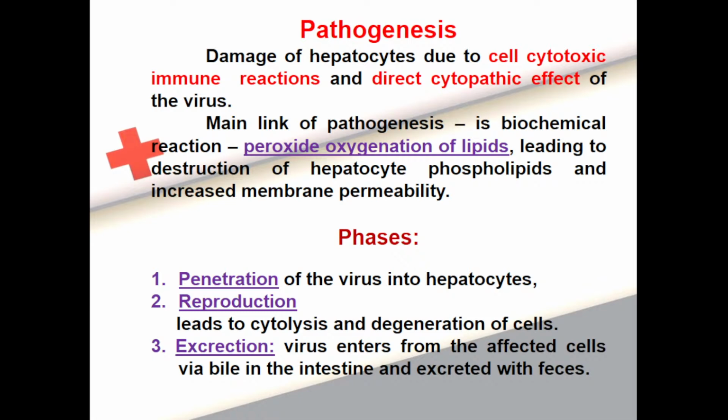Pathogenesis. Damage of hepatocytes due to cell cytotoxic immune reactions and direct cytopathic effects of the virus. Main link of pathogenesis is a biochemical reaction, peroxidation oxygenation of lipids, leading to destruction of hepatocytes, phospholipids, and increased membrane permeability. Phases: penetration of the virus into hepatocytes, reproduction leads to cytolysis and degeneration of cells, excretion. Virus enters from affected cells via bile into the intestine and is excreted with feces.